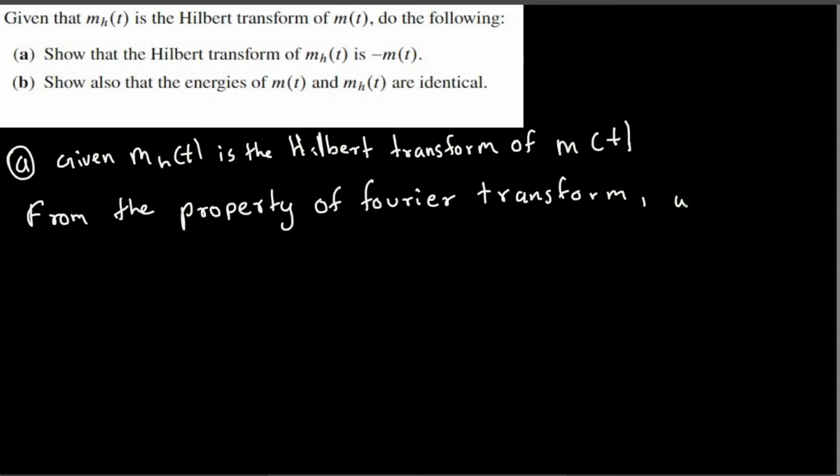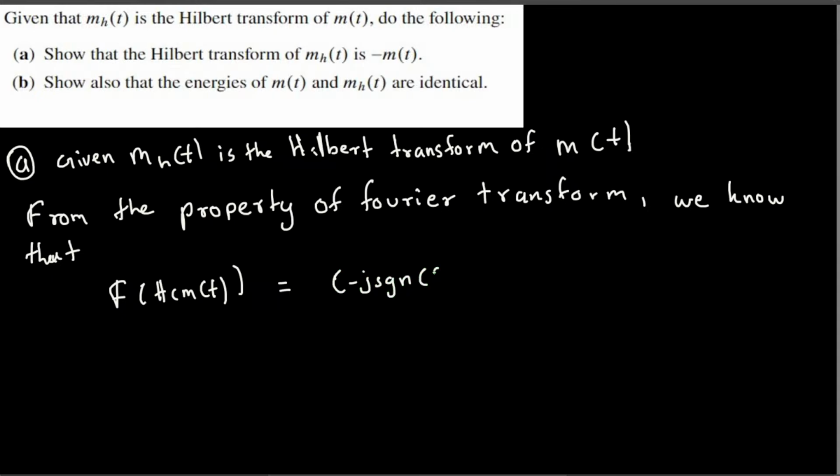we know that the Fourier transform of the Hilbert transform of M of T is given by minus J sine of F, multiplied by the Fourier transform of M of T. Okay, this is one of the properties of Fourier transform.